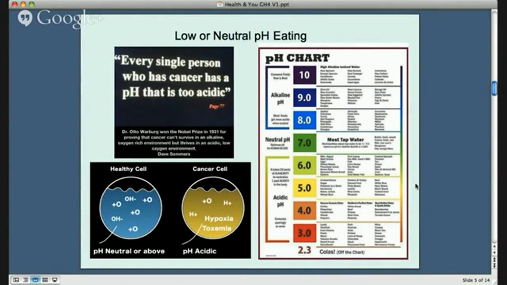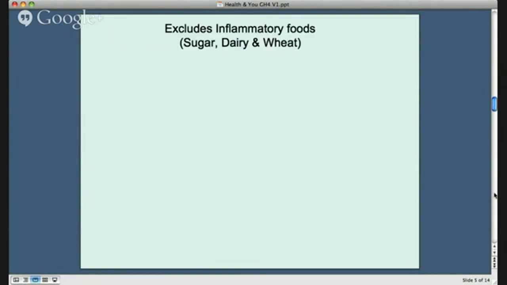But over here it says, every single person who has cancer, and this was discovered in 1931, has a pH that is too acidic. So this is why we want to have lower pH foods. And you can have a look at this table a bit later.